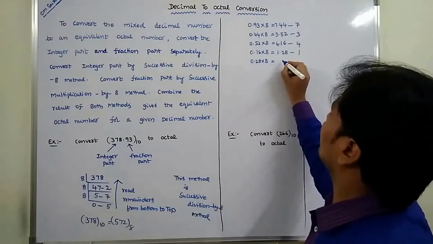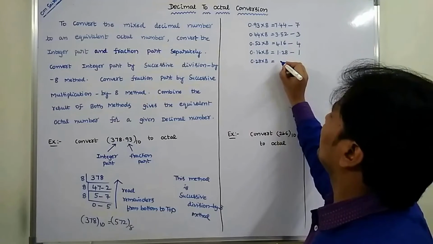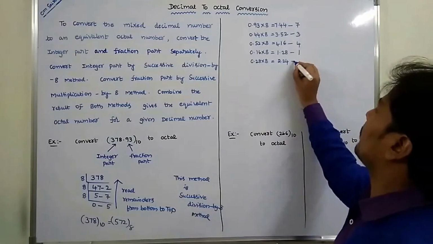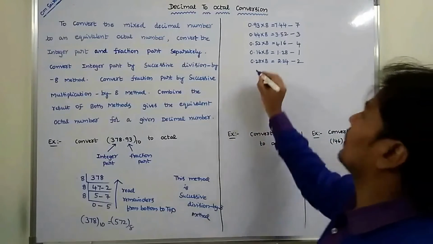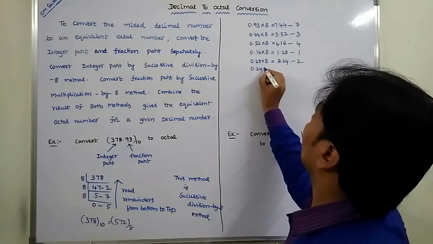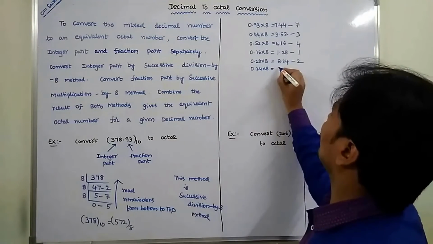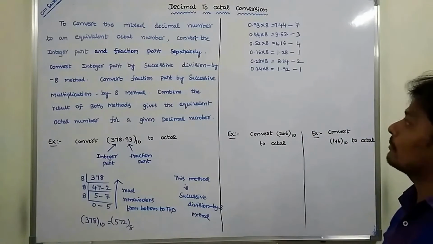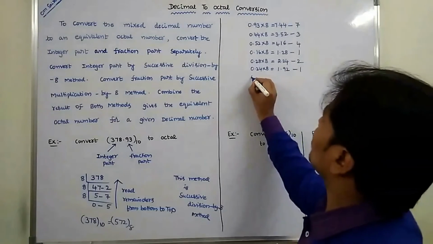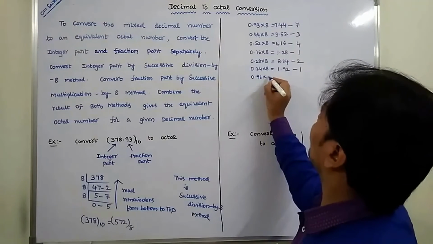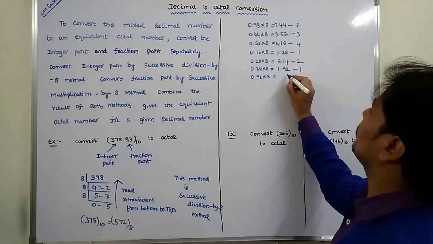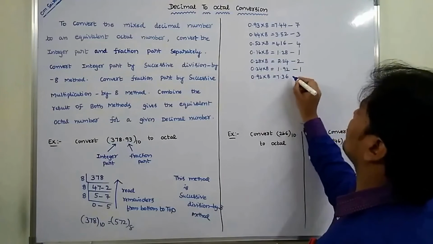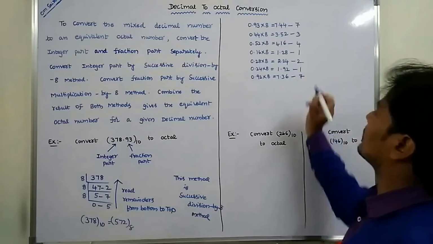So that is equal to 2.24. Okay. Separate the integer part 2. Now 0.24 into 8. So that is equal to 1.92. Separate the integer part 1. Okay. So now 0.92 into 8. So that is equal to 8 2s 16, 7.36. So that is 7 separated.